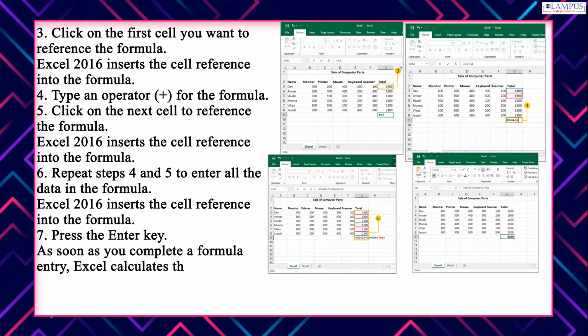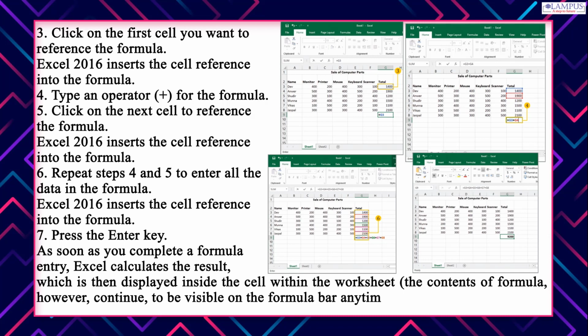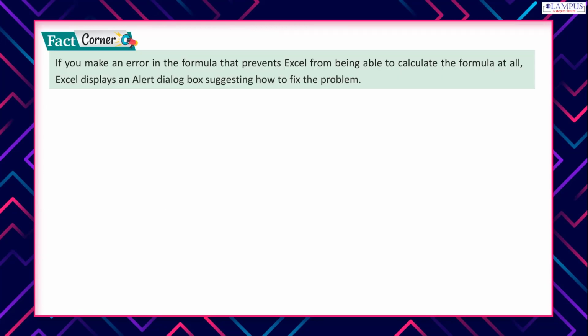As soon as you complete a formula entry, Excel calculates the result, which is then displayed inside the cell within the worksheet. The contents of the formula, however, continue to be visible on the formula bar anytime the cell is active. Fact Corner. If you make an error in the formula that prevents Excel from being able to calculate the formula at all, Excel displays an alert dialog box suggesting how to fix the problem.